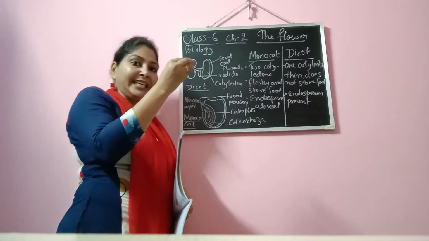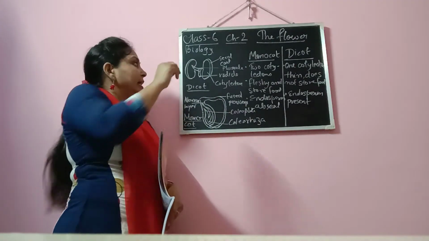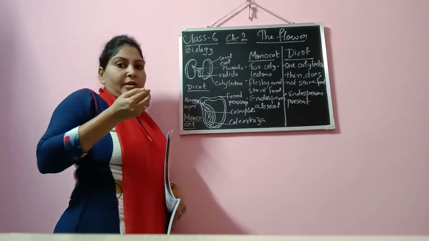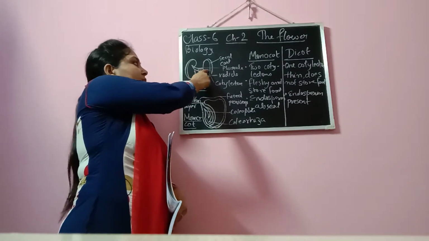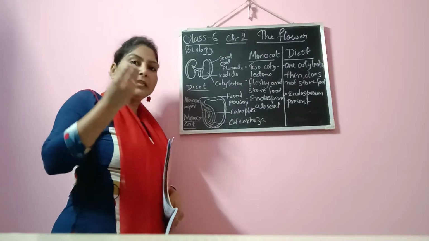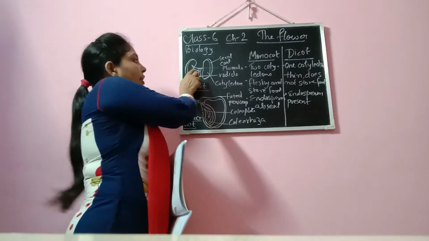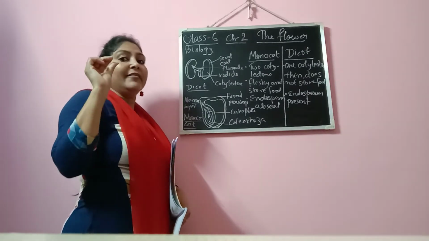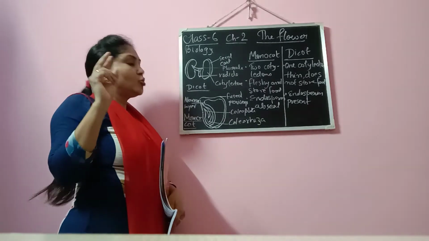And when this seed is sown in the soil, then when it is germinating inside the soil, these two cotyledons help the embryo. Embryo is the baby plant. Okay, over here you can see the embryo, and embryo is the baby plant, which again contains two parts.